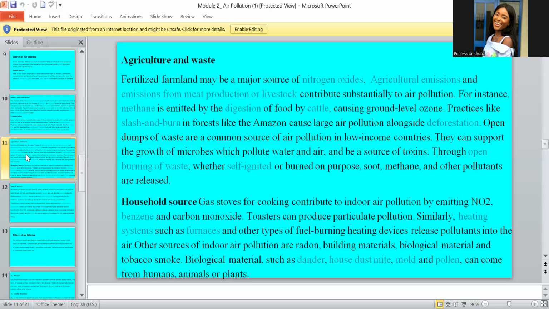We also have household sources. Gas stoves for cooking contribute to indoor air pollution by emitting NO2, benzene, and carbon monoxide. Toasters can also produce particulate pollution. Similarly, heating systems such as furnaces and other types of fuel burning heating activities release pollutants into the air.